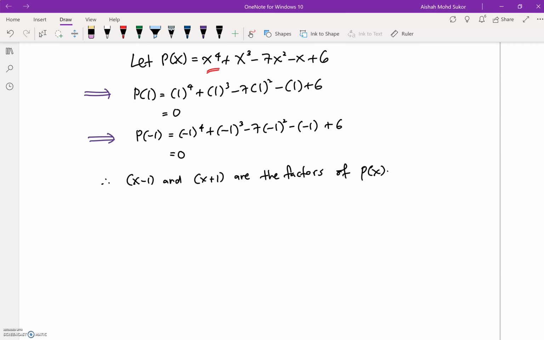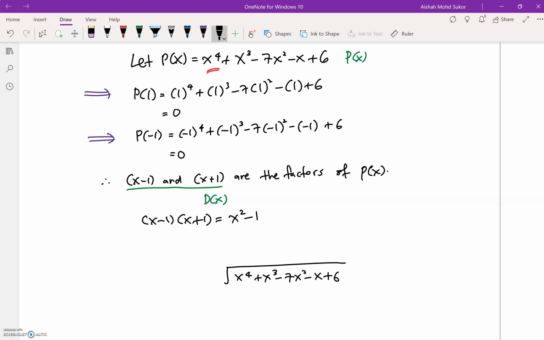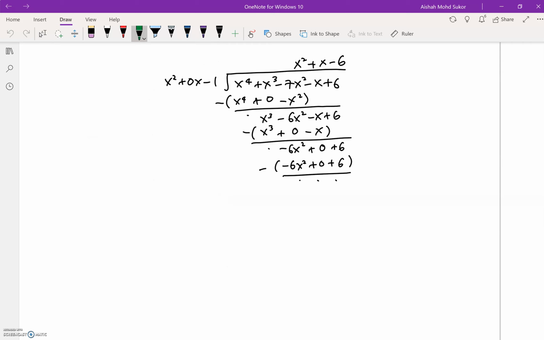To determine all the roots, we need to perform the long division method. We need to have our p(x) and d(x). This is our d(x). x minus 1 times x plus 1 is equal to x squared minus 1. So our polynomial divided by our divisor. So here you have our p(x), our d(x), our q(x), and r(x). So we end up with no remainder.